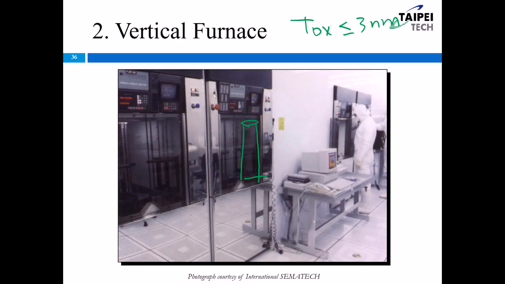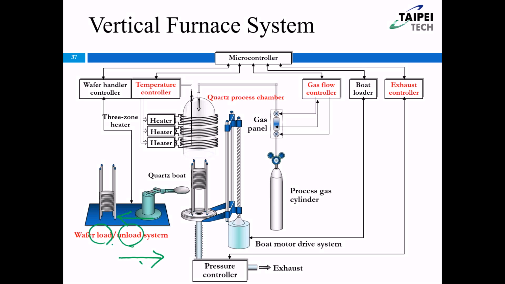Okay, and this is the vertical furnace. So for the vertical furnace, you can see that it takes less space. It can save area, because it's the vertical furnace. Okay, so we see the diagram for the vertical furnace. It's almost the same tool as the horizontal furnace.